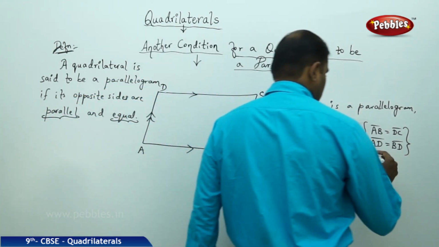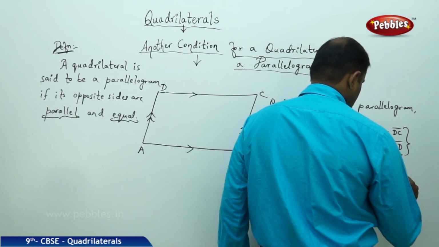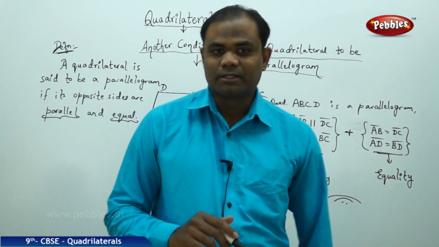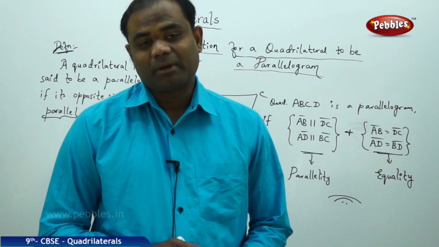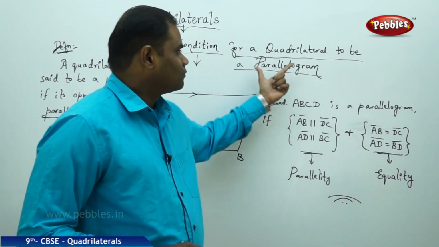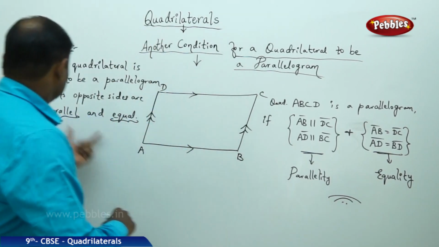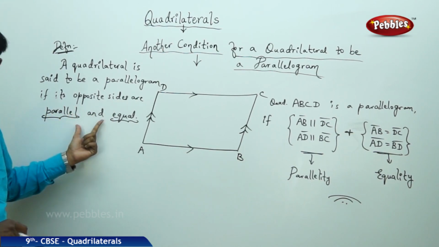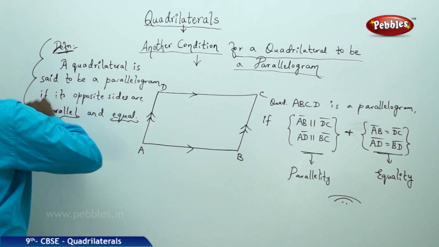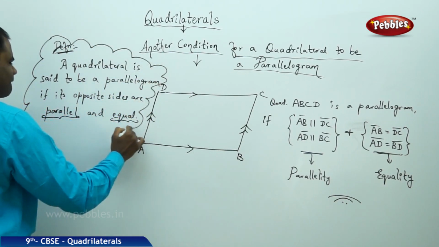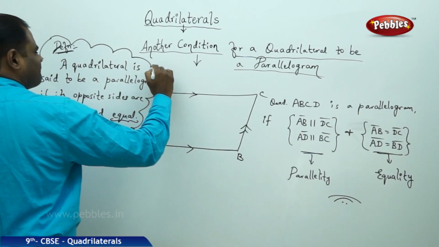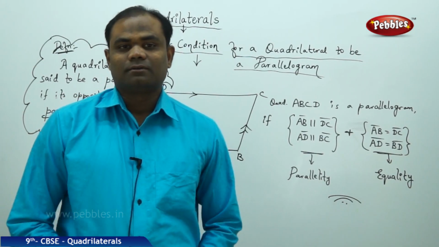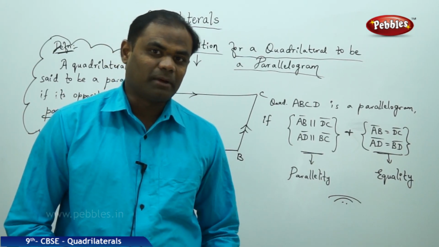Parallelity and equality condition is how I understand a quadrilateral reducing to a parallelogram, as another condition for a quadrilateral to be a parallelogram. The quadrilateral is said to be a parallelogram if its opposite sides are parallel and equal. This is how we understand the definition for a quadrilateral reducing to a parallelogram.